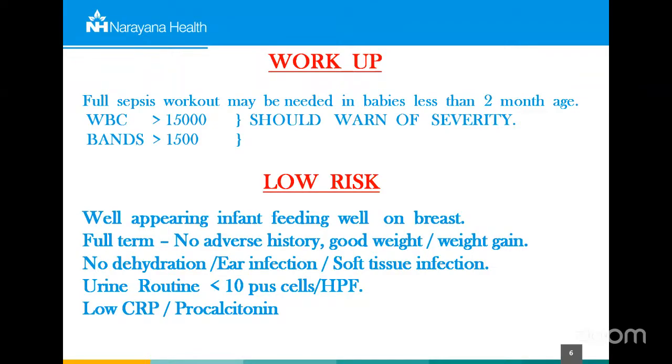Low risk is such an infant who is well appearing, is feeding well on the breast, there is no adverse history in the delivery, there's good weight gain, there is no dehydration, it doesn't seem like an ear infection, you don't see too many boils or pustules. A urine routine, if you can do it, shows less than 10 pus cells. And if you're going to do a blood test, low CRP, and CRP and procalcitonin not raised.